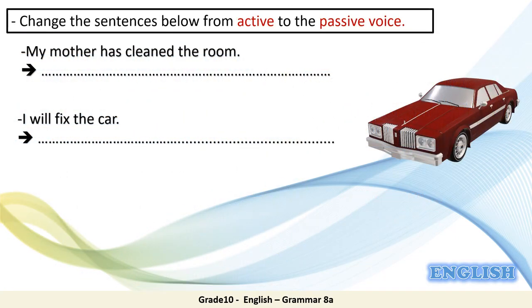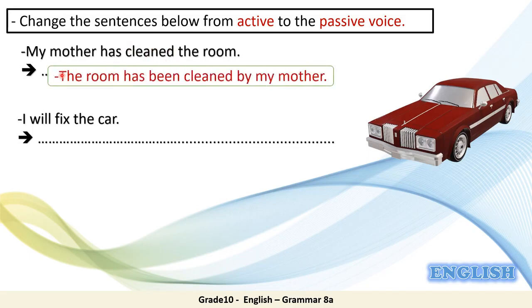Shall we practice? Let's do it. Change the sentences below from the active to the passive. Pause the video and try to do it alone. Let's correct. My mother has cleaned the room. The subject is my mother. The object is the room. How do we start the sentence? Very good. With the object. And my mother becomes agent. How about the verb? Has cleaned. Excellent. We take verb to be in the present perfect plus the past participle of verb clean. So the correct answer is the room has been cleaned by my mother.